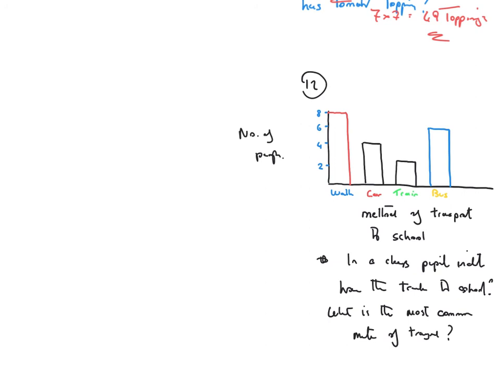Okay, so we've got either walking, car, train or bus. Right, well, we can clearly see that the biggest bar in this bar chart is for walking. It's higher than the rest. More people walk than get the car, train or bus, so the answer then is definitely, without a doubt, really easy, is walk.